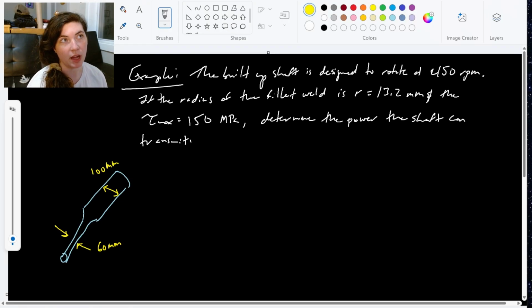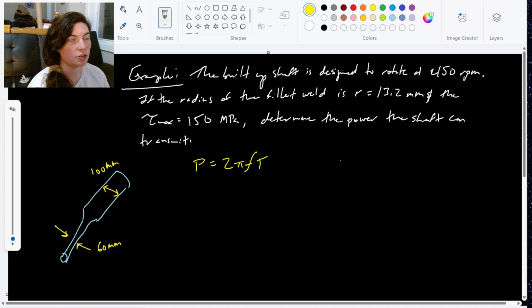So in this example, we've got a built-up shaft designed to rotate at 450 RPM. If the radius of the fillet weld is 13.2 millimeters and the maximum allowable stress is 150 megapascals, determine the power the shaft can transmit. All right, so we know we want to find the power, so we can write out, well, here's our power equation, 2 pi f times torque. They gave us the frequency in the problem, so really the key there is finding the torque.